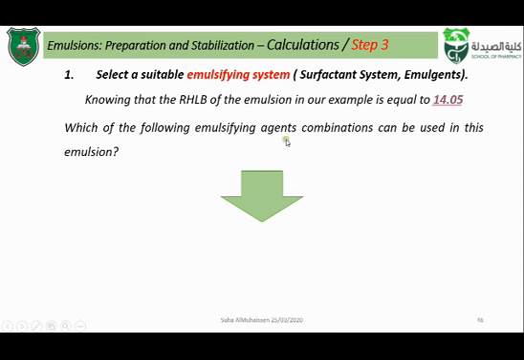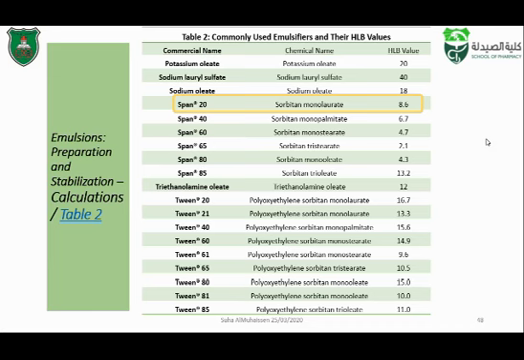Which of the following emulsifying agent combinations can be used in this emulsion? Option A, Span 20 with HLB value 8.6 and Tween 20 with HLB value 16.7. The answer is yes, but why?